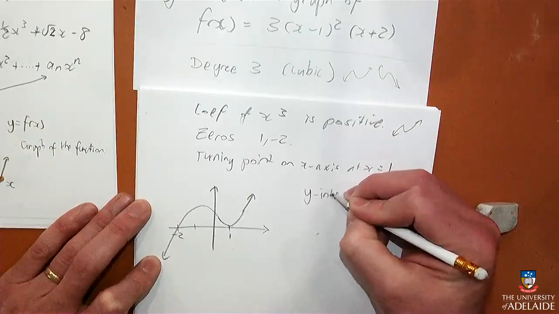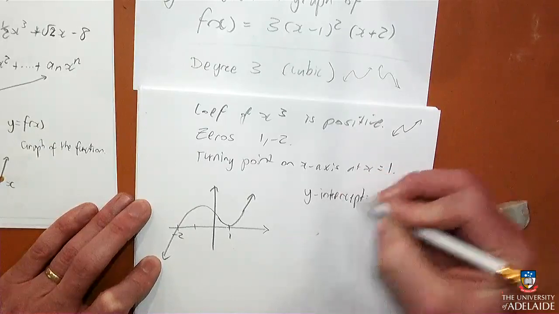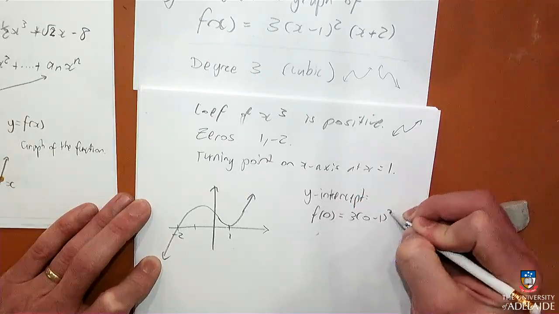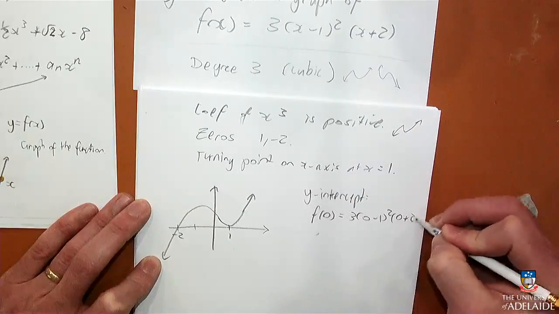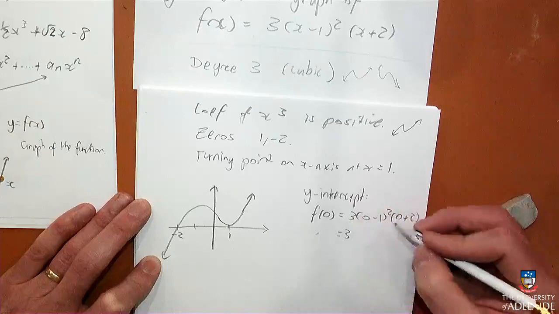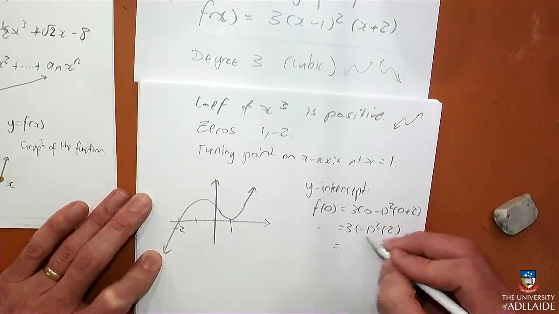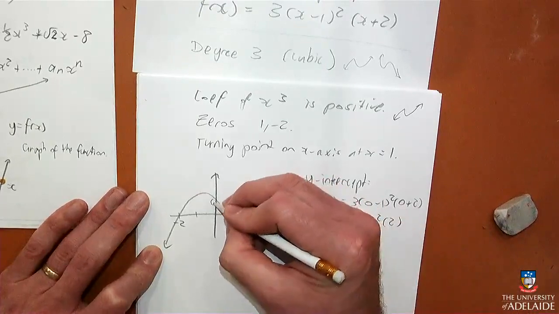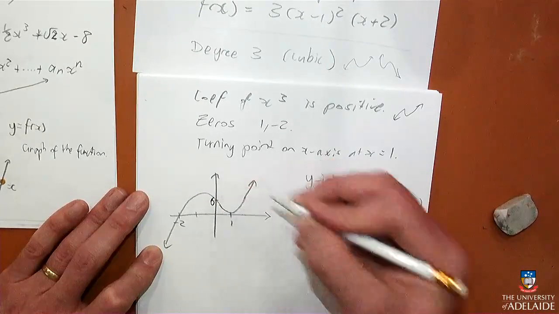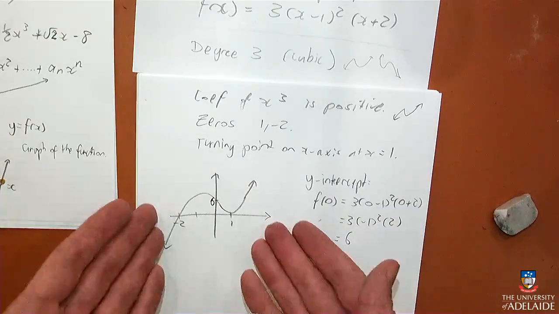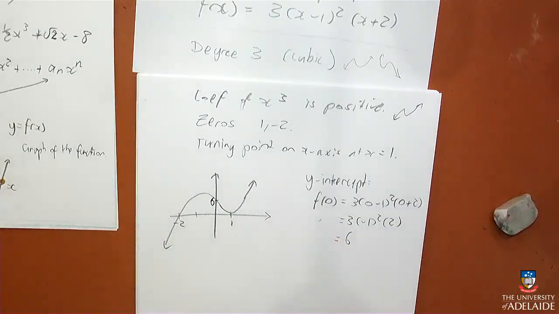Y-intercept is given by f of 0, which is 3 times (0 minus 1) squared, times (0 plus 2), which is 3 times... Now minus 1 squared is 1, which is 6, and so this point here is 6. When you're just asked for a sketch, it doesn't have to be drawn to scale. And so this is a good enough sketch that gives all the information that we need.